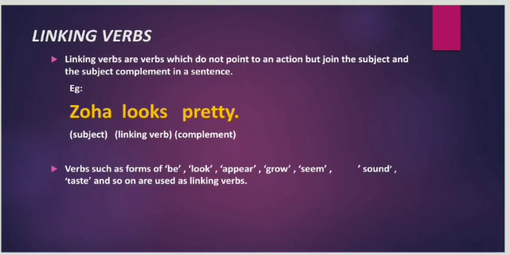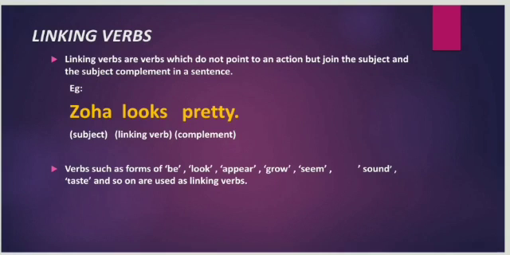Now the next type of verb is linking verbs. Linking verbs just link the subject with the subject complement. For example, Zoha looks pretty. In this sentence, Zoha is subject, looks is a linking verb which is linking Zoha and pretty. And pretty is a complement which we have given to Zoha.